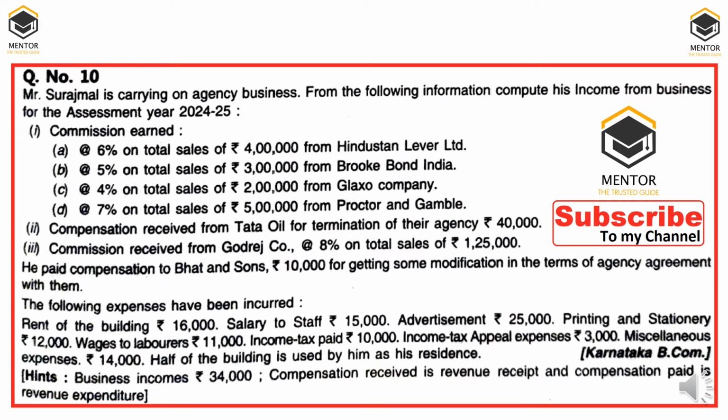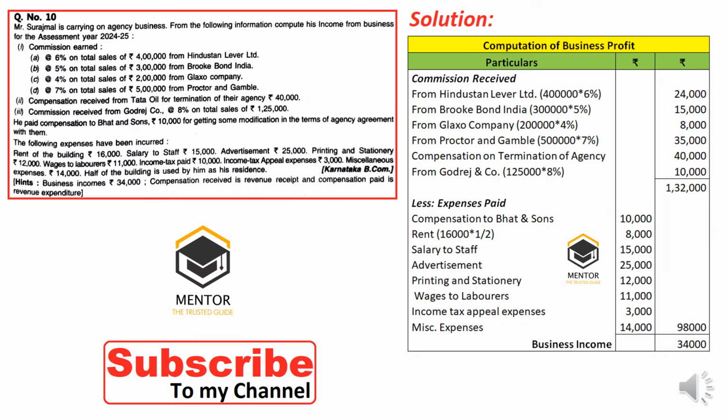We have to calculate the business profit of Mr. Surajmal. If you see the solution here, first we have taken commission received. We did not take profit, hence we have not provided a profit and loss account. We will first calculate the commission received by him from various companies, that is Hindustan, Brook Bond, Glaxo, Procter & Gamble, and the compensation for termination of agency services, whatever we have received, that is also income. All the incomes in the form of commissions that we have received come to 1,32,000.